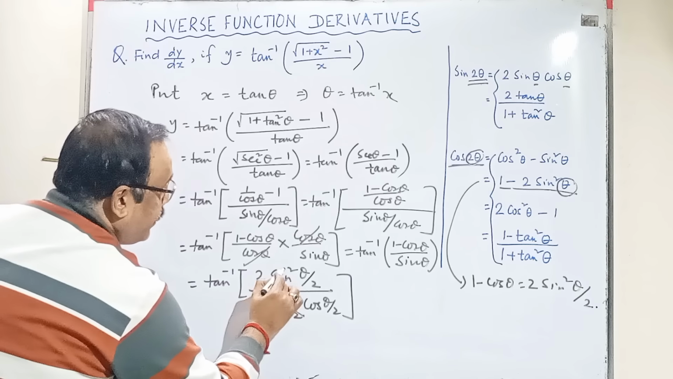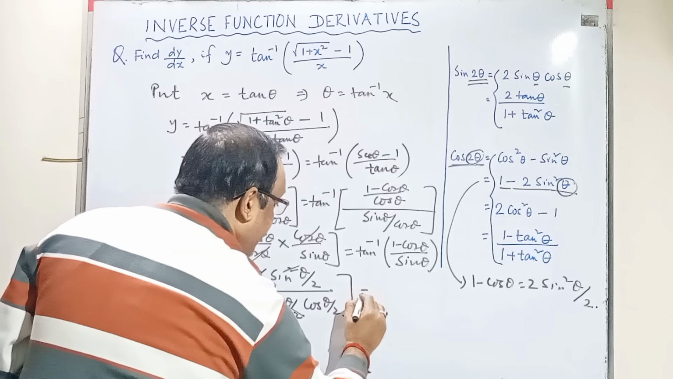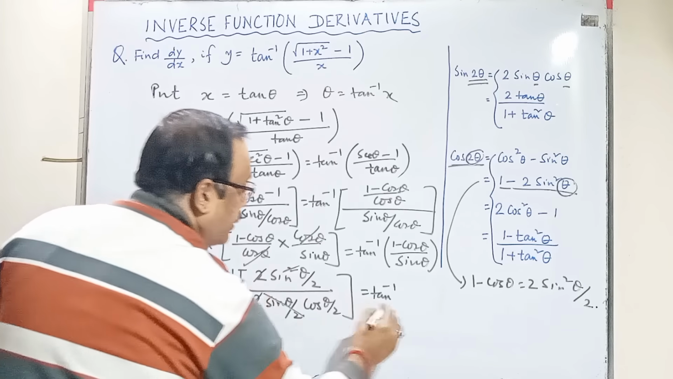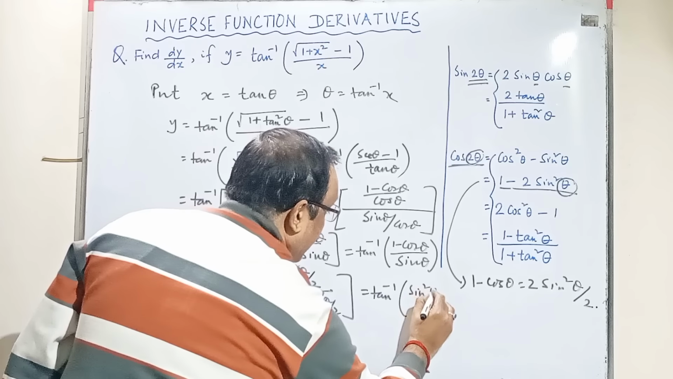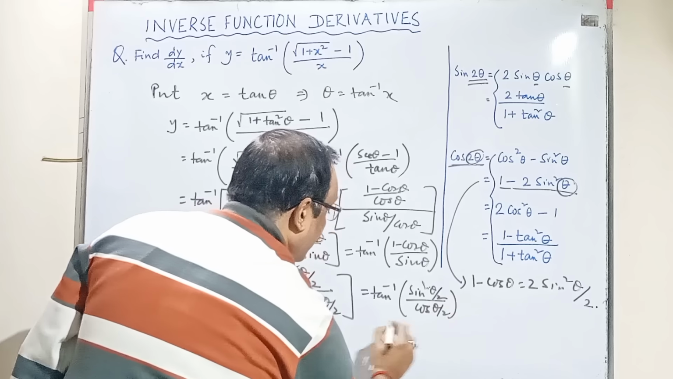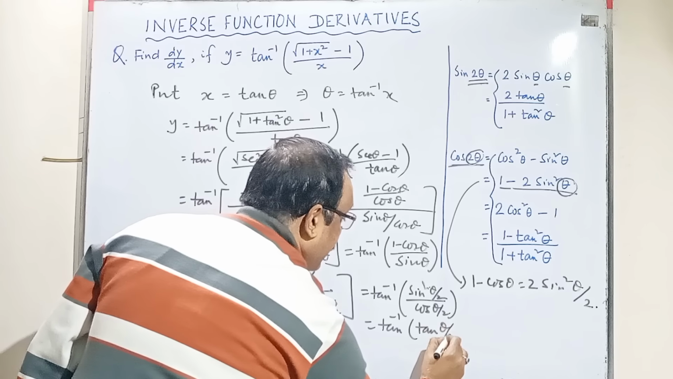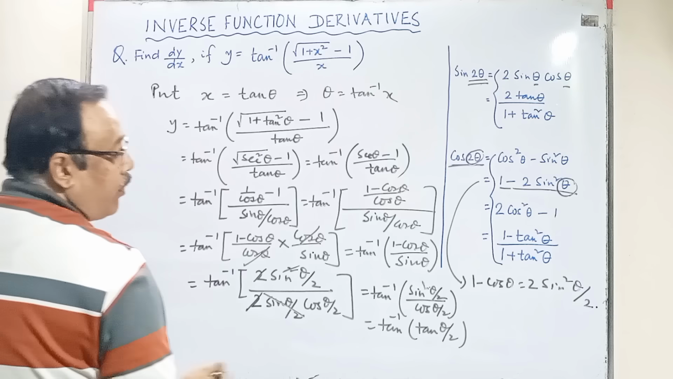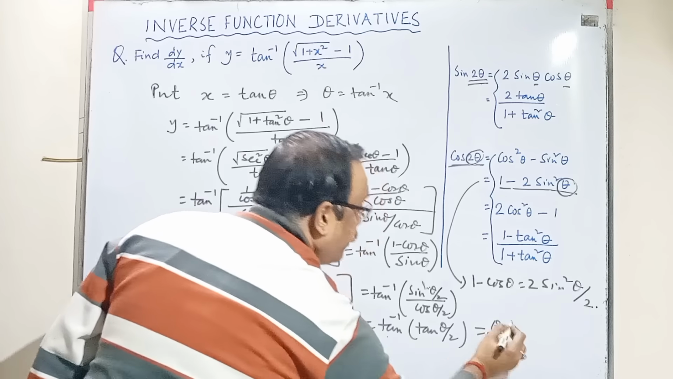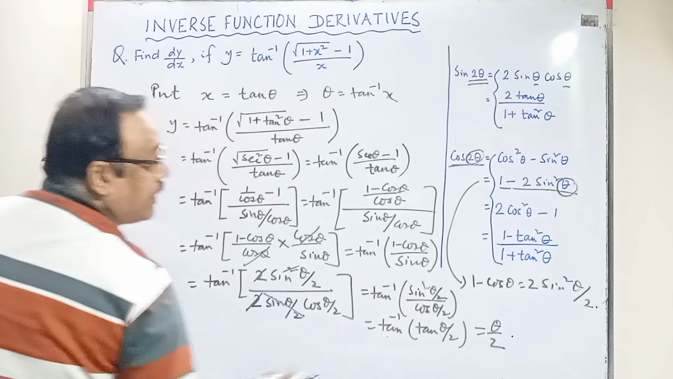So 1 sin theta by 2 and 1 sin theta by 2 cancels. This 2 cancels. So we get tan inverse sin theta by 2 by cos theta by 2. Sin theta by 2 by cos theta by 2 is equal to tan inverse tan theta by 2. And by inverse trigonometric function, we know tan inverse tan theta by 2 is nothing but theta by 2. Okay, so we got y is equal to theta by 2.